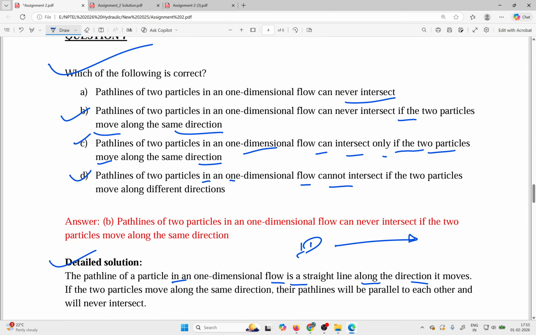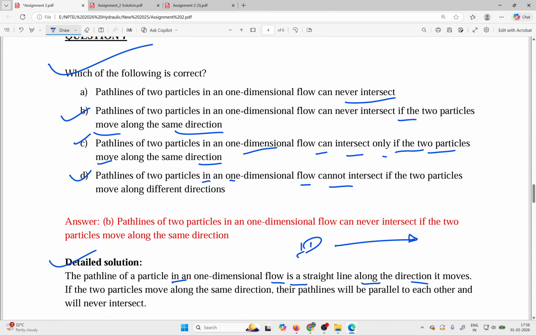What I was telling earlier, I think, the question was about the acceleration. Here the question is one dimensional. The condition is given. One dimensional flow is a straight line along the direction it moves. If two particles move along the same direction, their path lines will be parallel to each other and will never intersect. So path lines of two particles in one dimensional flow can never intersect.